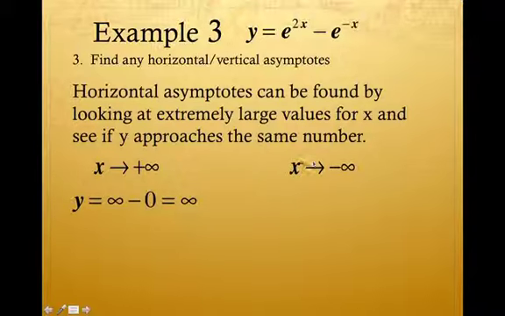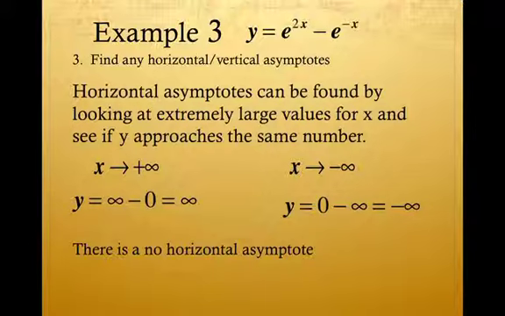Now, let's look at really large negative numbers. This becomes negative, so it becomes really small. This becomes positive, so that becomes really big. Small minus big is negative, something very big and negative. So as we look at the graph towards the left, it never levels off. It goes down into infinity. So now we can conclude that there is no horizontal asymptote.